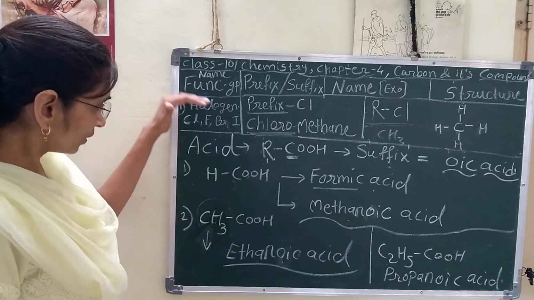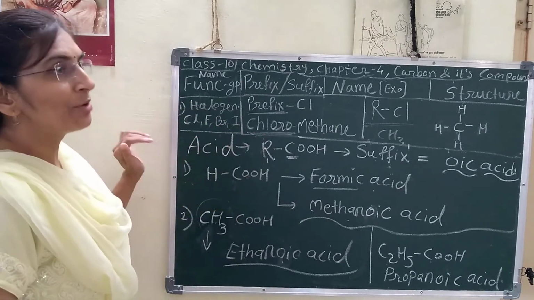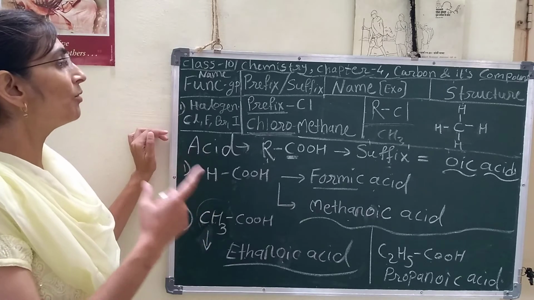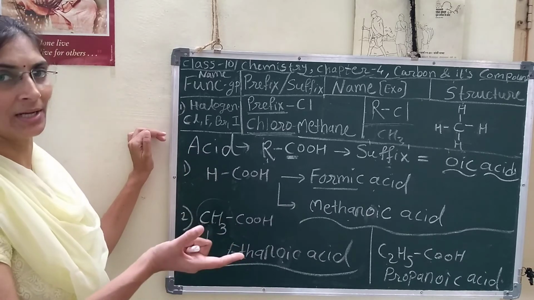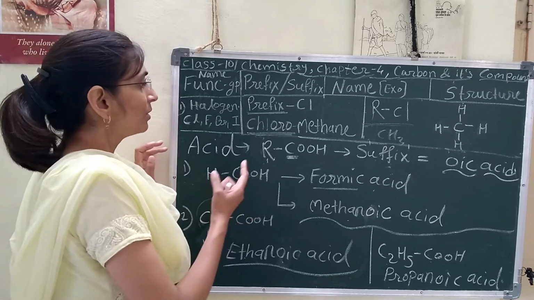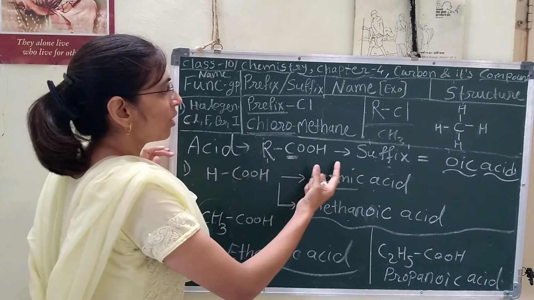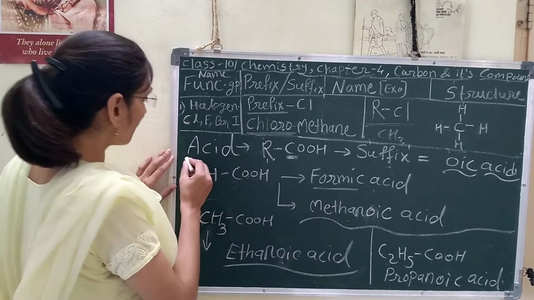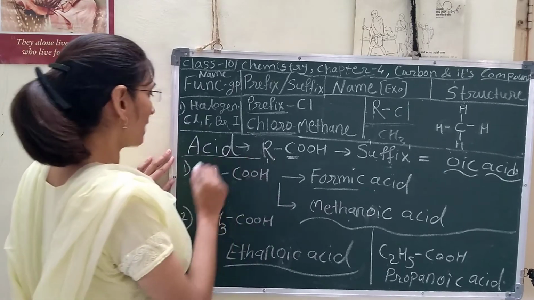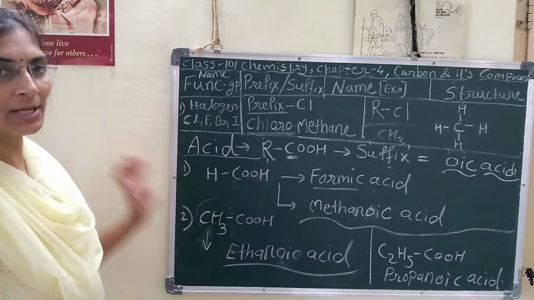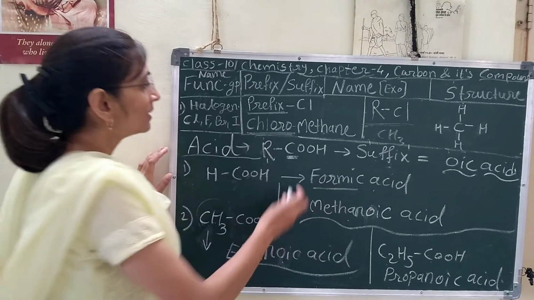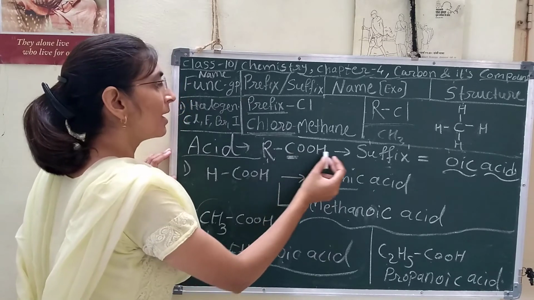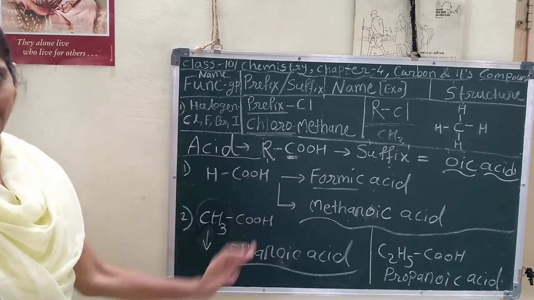So according to IUPAC, how will the nomenclature be, meaning how we have to give the name? That we will also see. Our next functional group is the acid group. And what is the functional group for acid? That is COOH. COOH is the acid group.